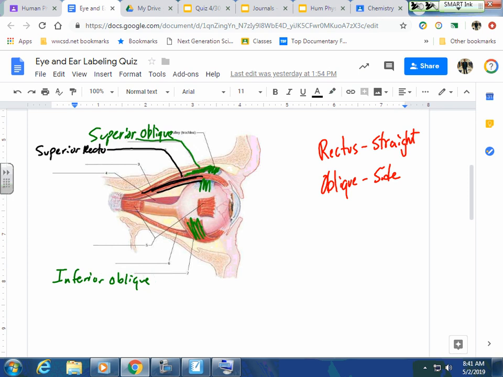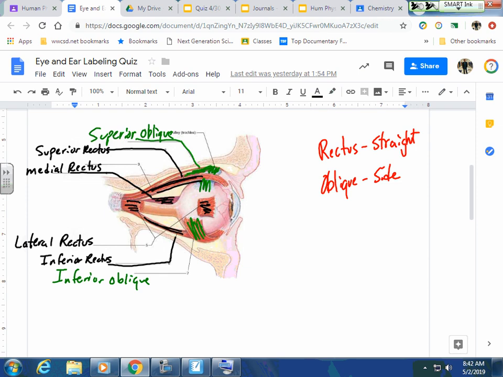The one that attaches on the inner part of the eye back here, so more towards the middle of our face, that's going to be the medial rectus. This one on the side is called the lateral rectus. They have it cut away here so you can see the medial rectus. And the one on the bottom is called the inferior rectus. So those are the extrinsic eye muscles. And now that concludes 9-5.